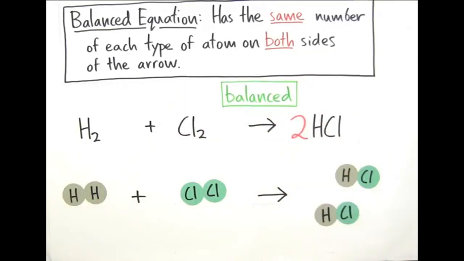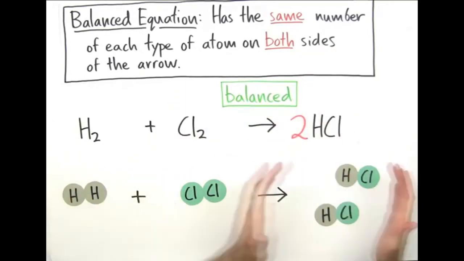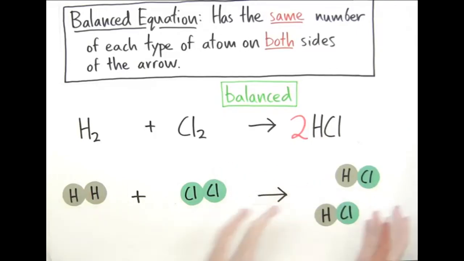Okay, so this is the combination of these things and these things that we need to have the same number of each type of atom on both sides. We need 1 of these, 1 of these, and 2 of these to end up with a balanced equation.